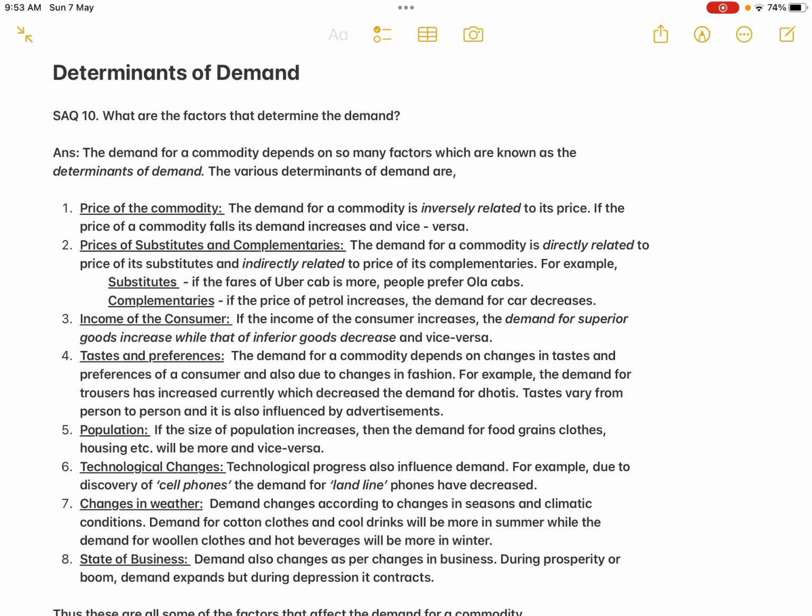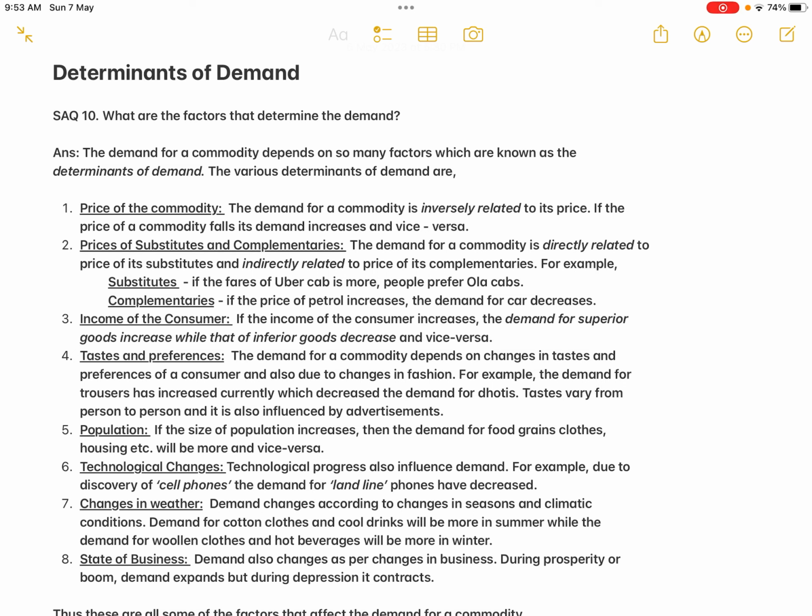Okay, moving to third one, income of the consumer. If the income of the consumer increases, the demand for superior goods increases while that of inferior goods decreases, and vice versa. Remember Sona Masuri rice and broken rice. If you remember the example, then it will be easy for you to write the answer.